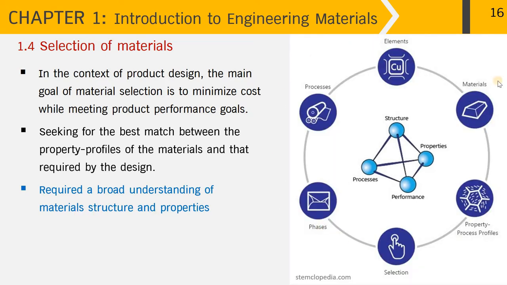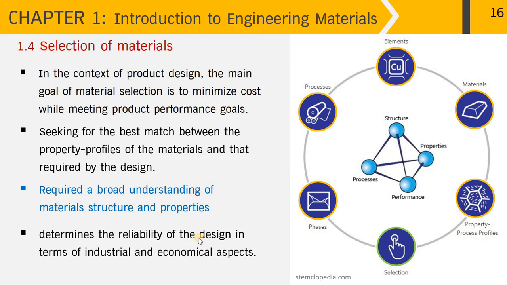And if you look at this big circle here, we have to select the key elements that can do the job, that will be made into materials that we want, based on how it's processed, and produce the phases that we want to give the property and process profile that's good enough. And then finally, we select a good one to do the job. And therefore, the selection of materials determines the reliability of the design in terms of industrial and economical aspect.